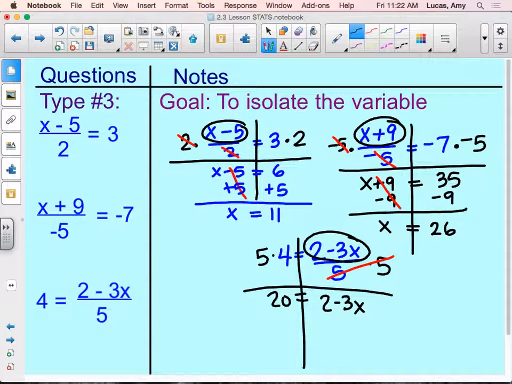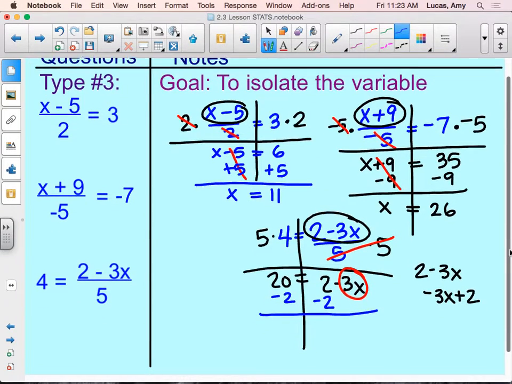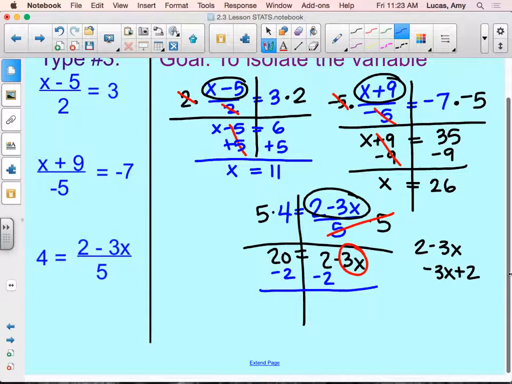Now I want to rethink that variable part. So right now my variable part is only going to be the 3x, the negative 3x part. Remember that 2 minus 3x is the same as negative 3x plus 2. So you can think of that 2 as a positive 2, and you need to subtract it to cancel it out. If you're thinking that you need to add 2 because you see there's a minus sign, 2 plus 2 is 4, not 0. 2 minus 2 is 0. That's why it's gone. 20 minus 2 is 18.